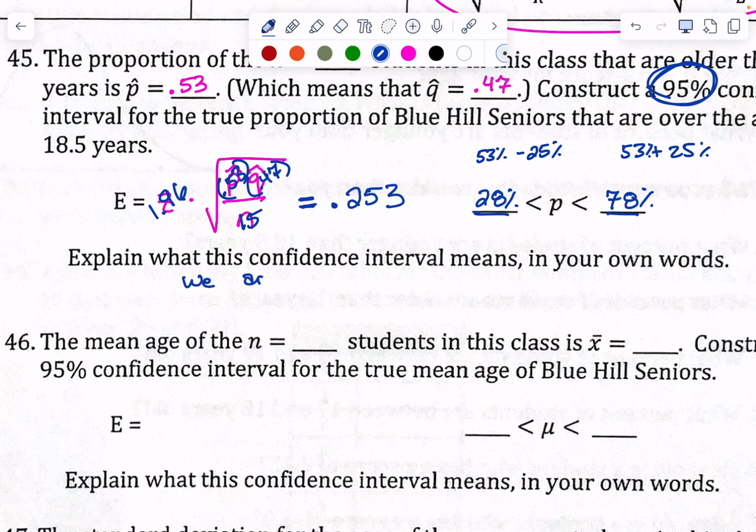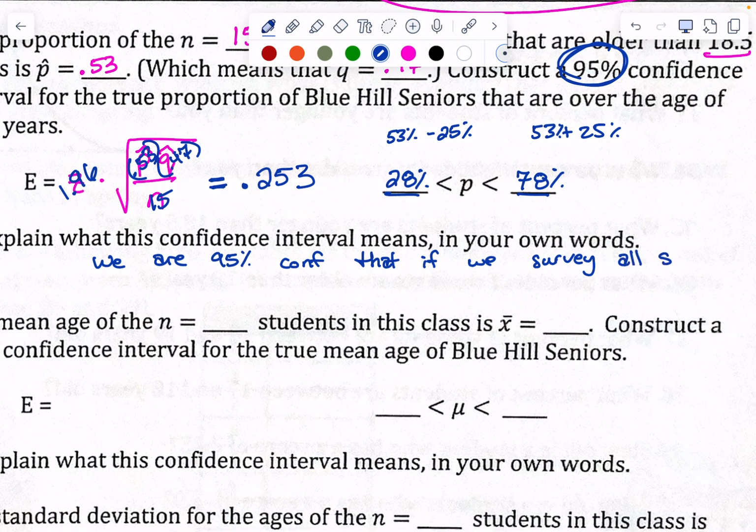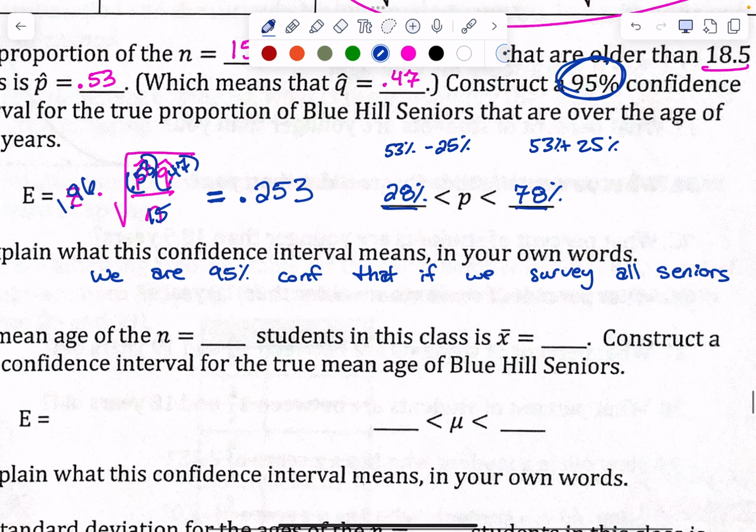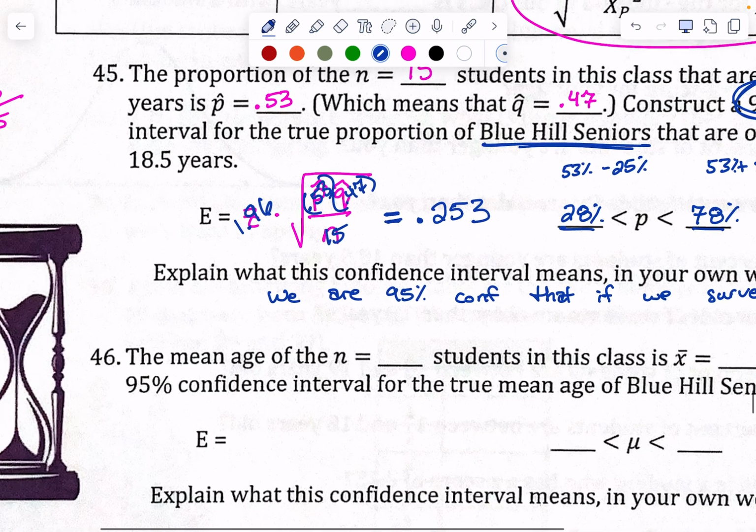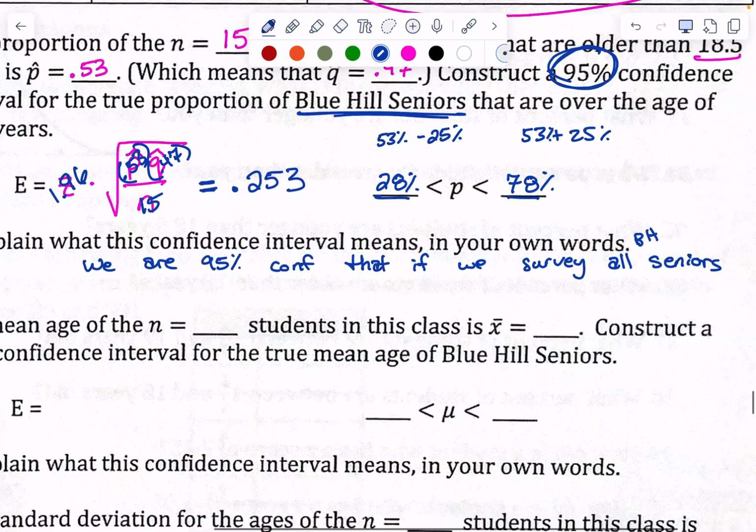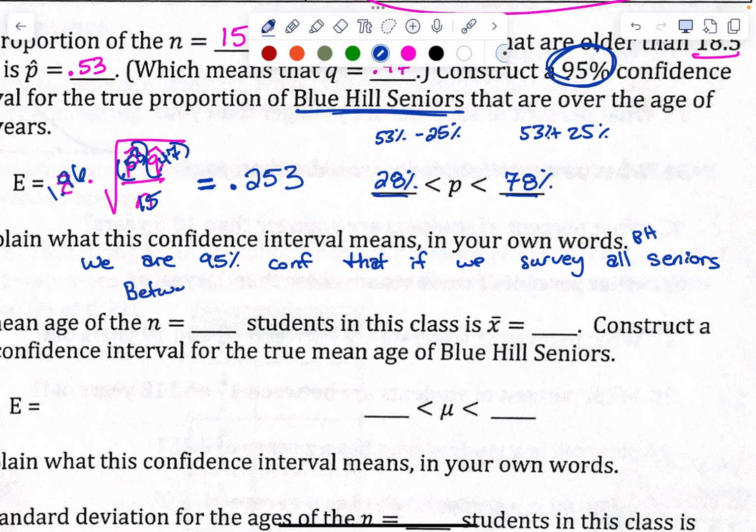We are 95% confident that if we survey all seniors, well, we're supposed to be going off of Blue Hill seniors, because according to up here, our population is Blue Hill seniors, so all Blue Hill seniors, between 28 and 78% will be older than 18 and a half.